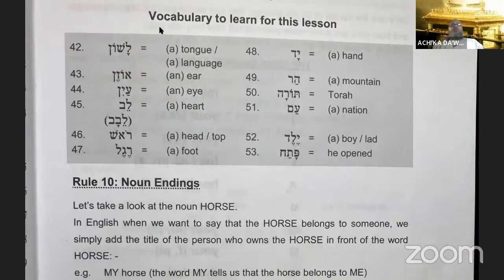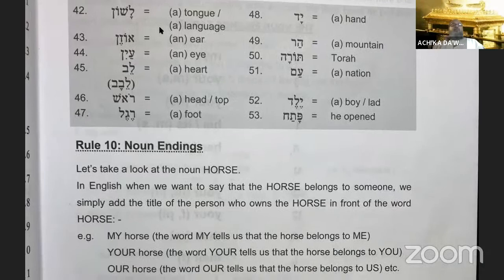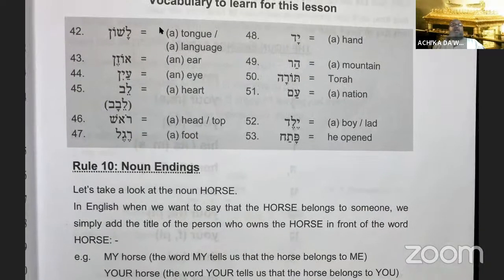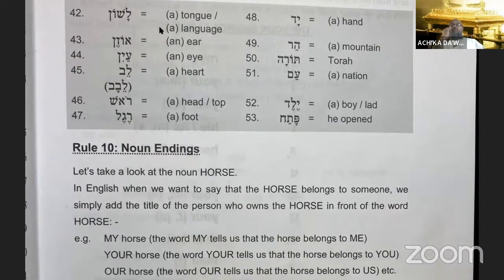Right there is lashon. That's your tongue. There's four. Ozen, 4. There's three. Lay, 2. Rosh, 3. That's your head. Regale, 3. Yad, 2. Har, 2. Okay. So it could be customarily just 3 of them, but it could be 2.